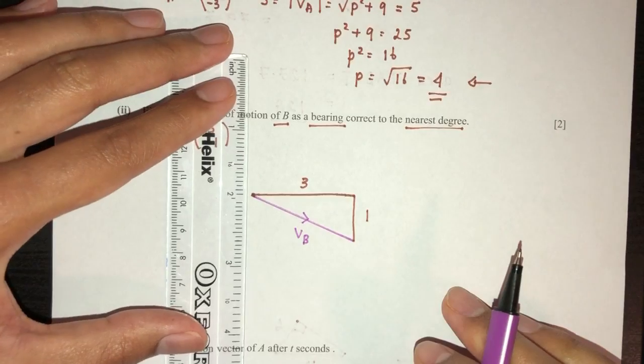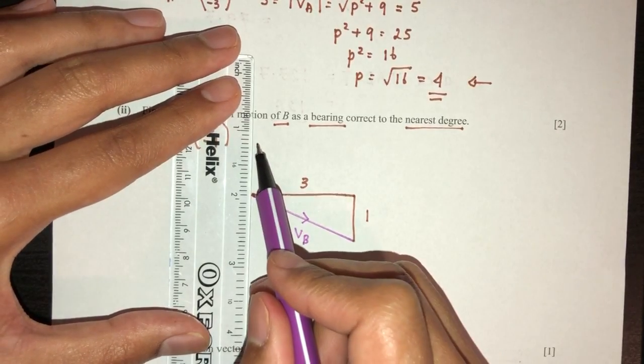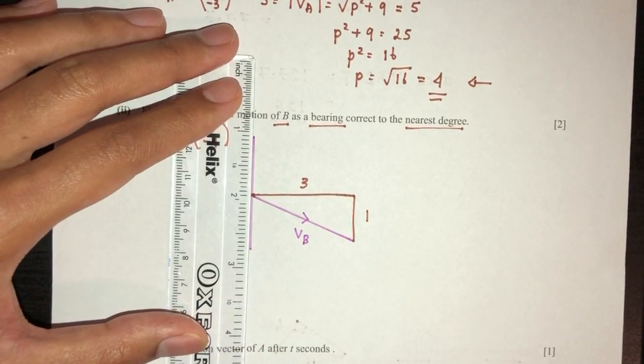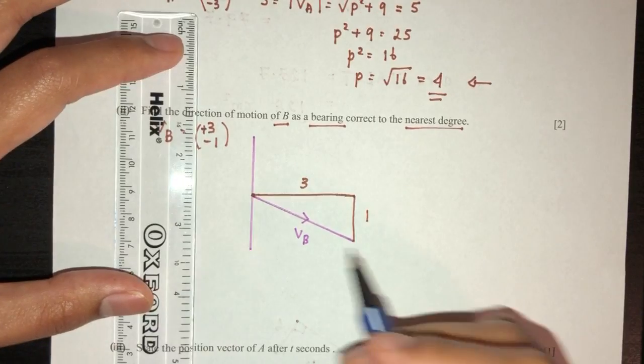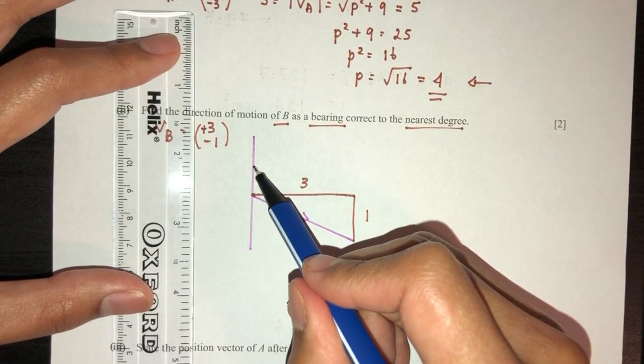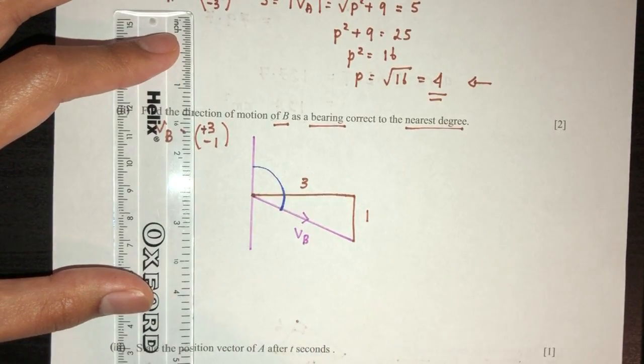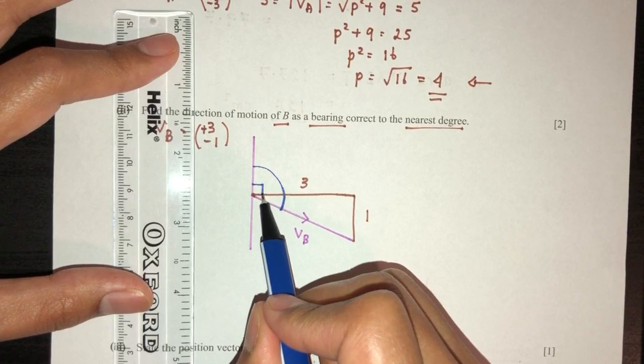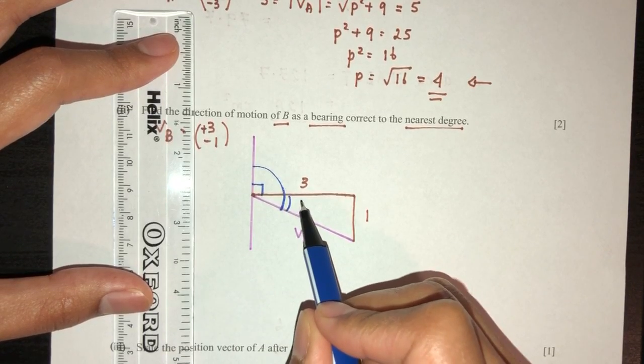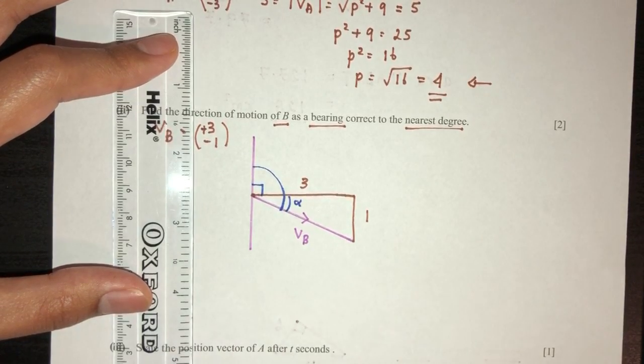To find the bearing, we have to draw our north line. As always, the north line we need to know. Now, the bearing is this angle, going until here. So we know this is 90. We have to find this angle. Let's call this one alpha. So what is the value of alpha?